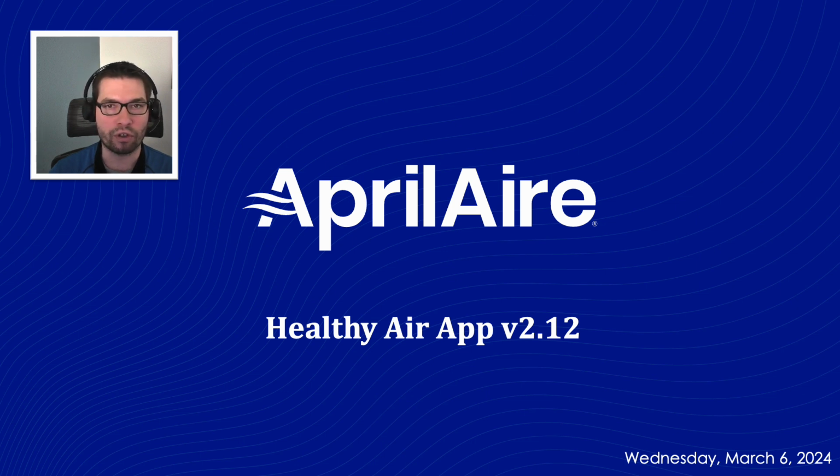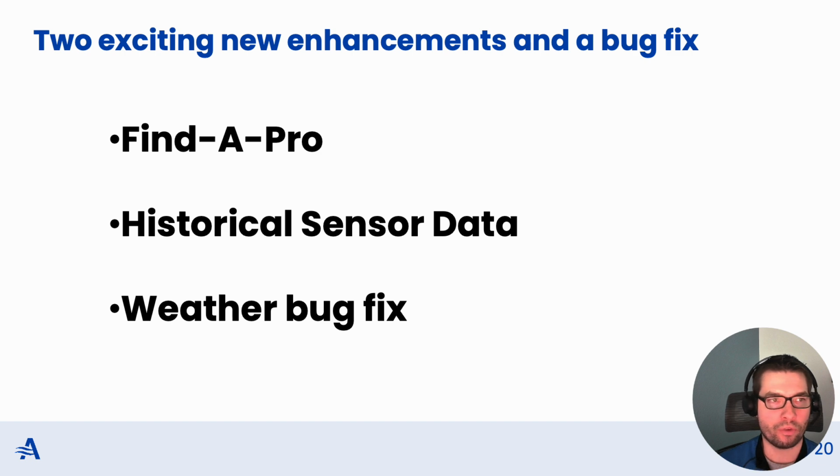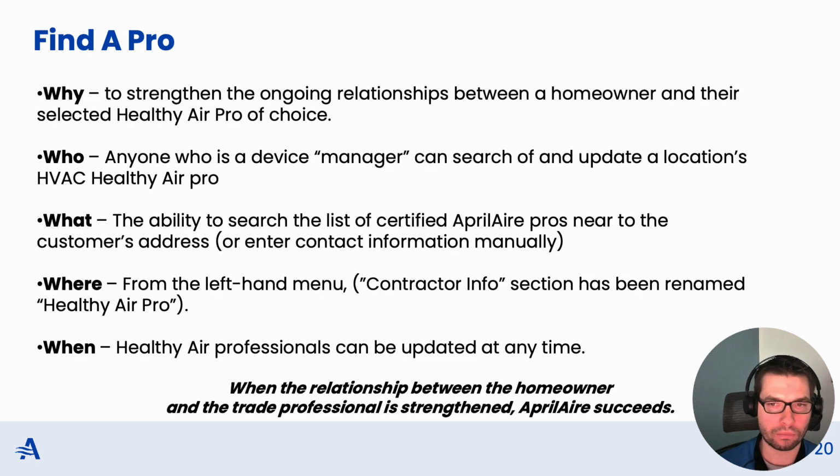app installment, version 2.12. And you may have seen a smaller video that was a little bit less detailed than this one, which will be about the new features that will be coming out in this app. So this video will be a little bit more detailed, talking about the next features in app 2.12. So we have two new exciting enhancements and a bug fix. First of all, we have Find a Pro. We have historical sensor data and a weather bug fix that was affecting our customers.